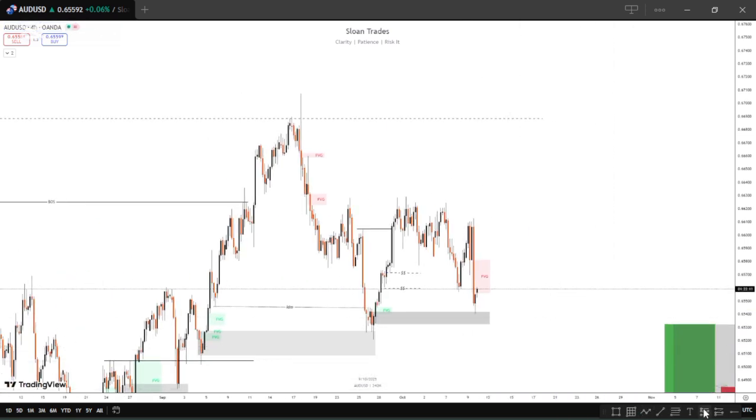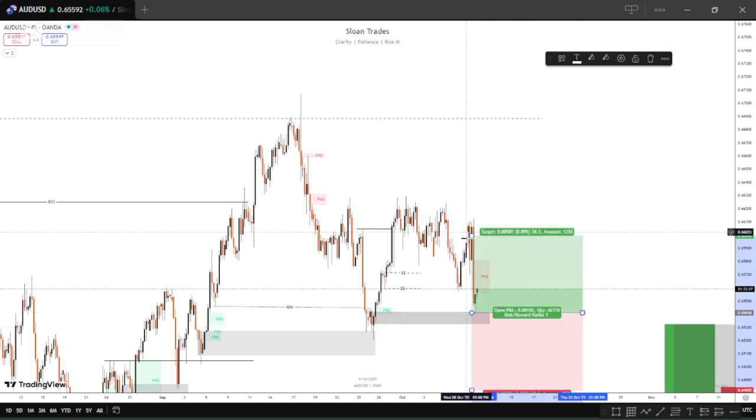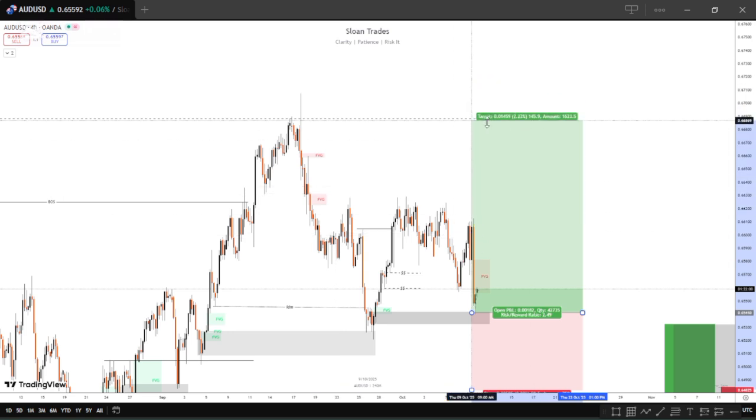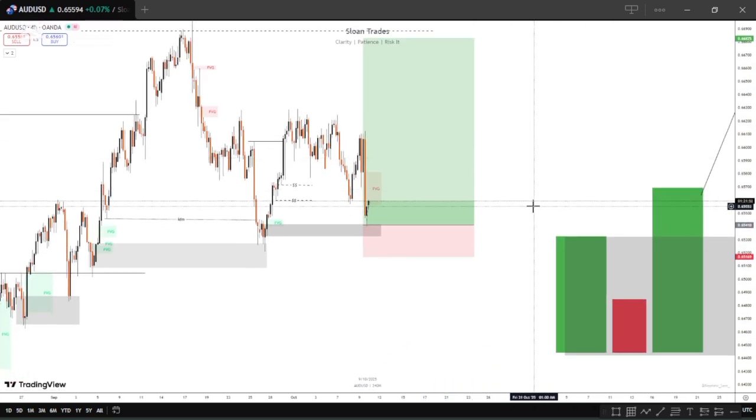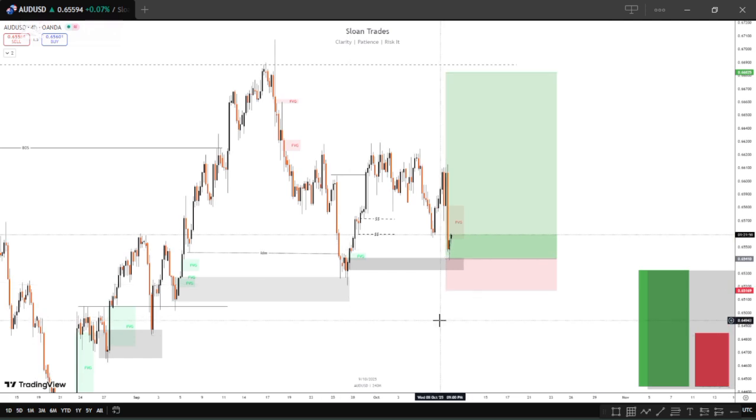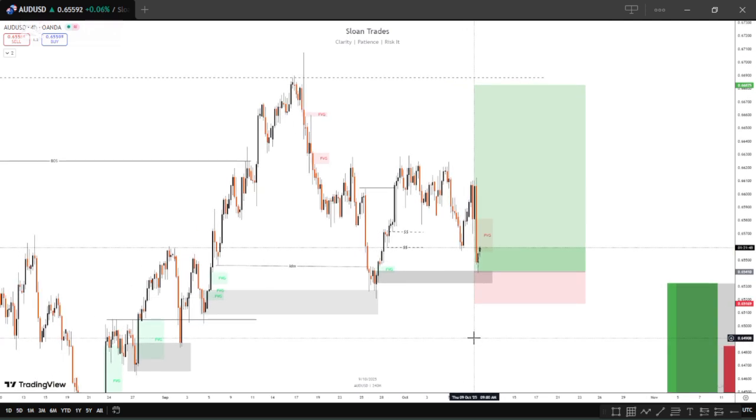Then, this time around, I'm targeting the extreme high, because the market has taken every liquidity from this zone. So what I'm targeting now is this particular high, then setting my stop loss slightly below the invalid zone. So this is how I would take this particular entry.